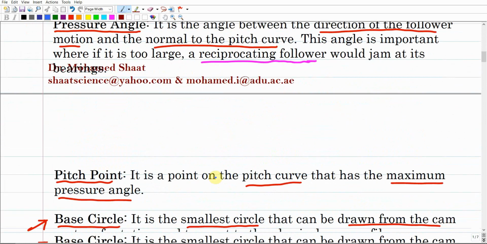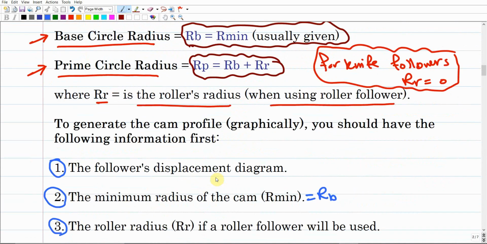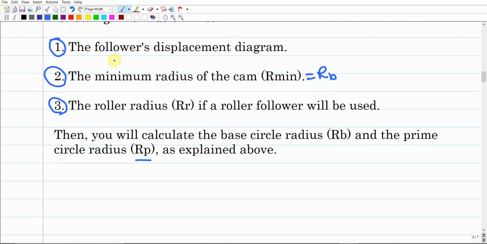What I'm going to do now is give you an example. Starting from the generation of the displacement diagram, I'm going to generate it. Then from the displacement diagram, I'm going to show you how we can come up with the cam profile for this displacement diagram. Make sense?